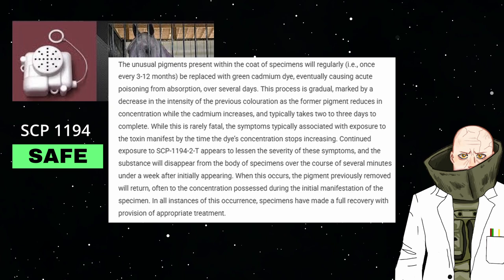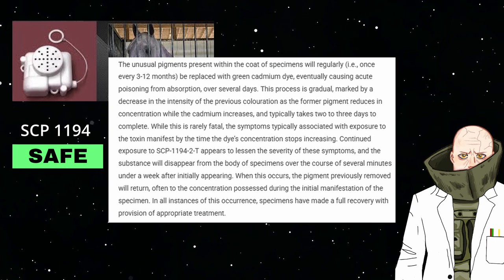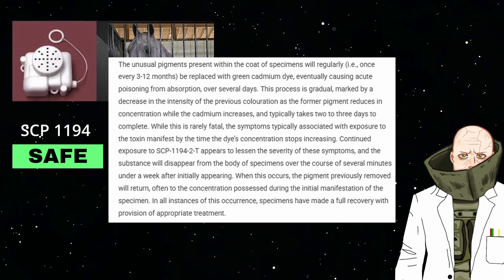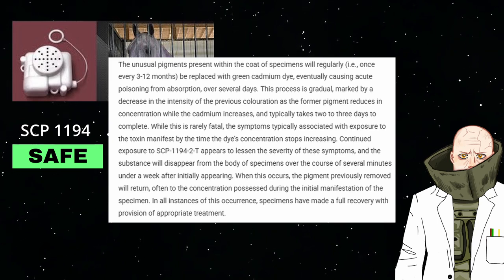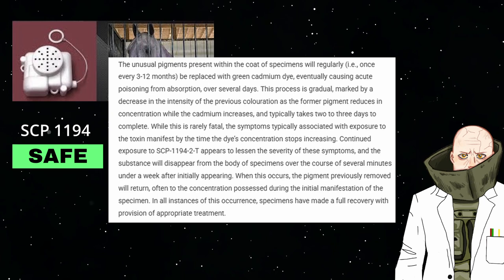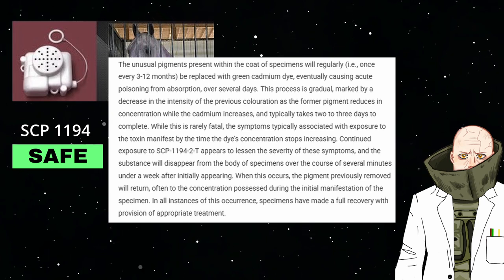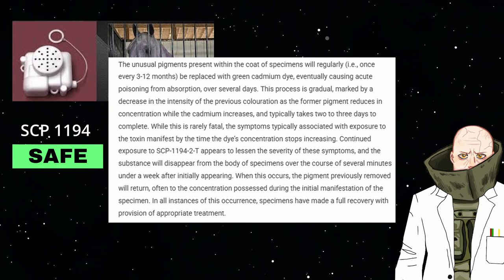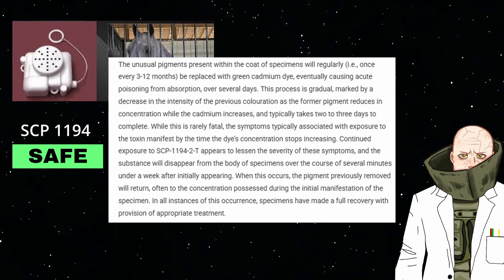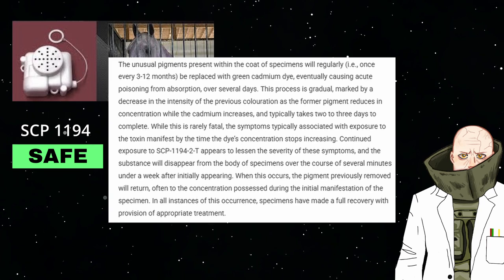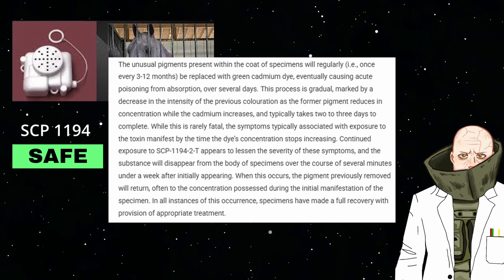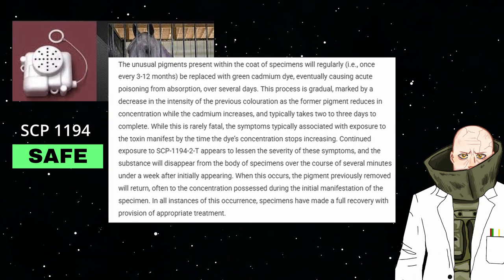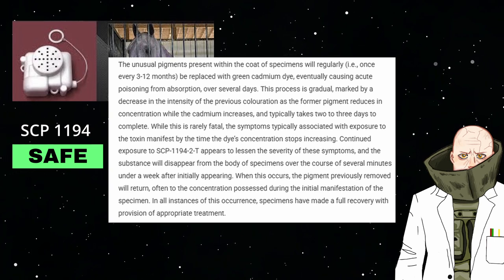While this is rarely fatal, the symptoms typically associated with the exposure to the toxin manifest by the time the dye's concentration stops increasing. Continued exposure to 1194-T appears to lessen the severity of these symptoms, and the substance will disappear from the body of the specimens over the course of several minutes, under a week after initially appearing. When this occurs, the pigment previously removed will return, often to the concentration present during the initial manifestation of the specimen. In all instances of this occurrence, specimens have made a full recovery, with provision of appropriate treatment.